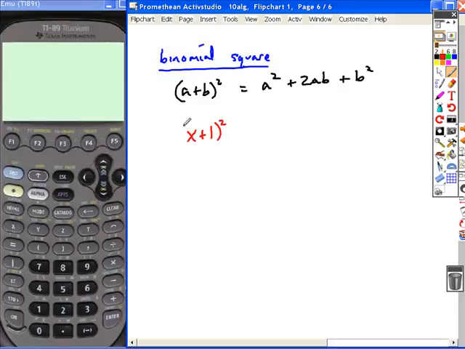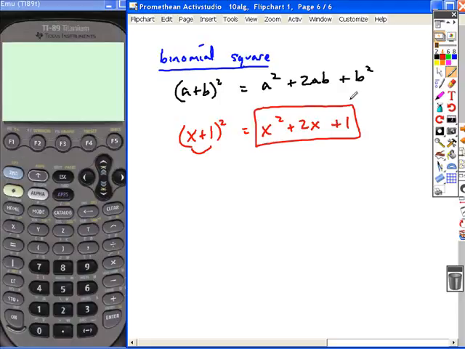So if you were given something like this, x plus 1 quantity squared, the pattern is square the first term, take the product of the terms and double it, so x times 1 is 1x, double that, you get 2x, and then take your last term and square it, 1 squared is 1.